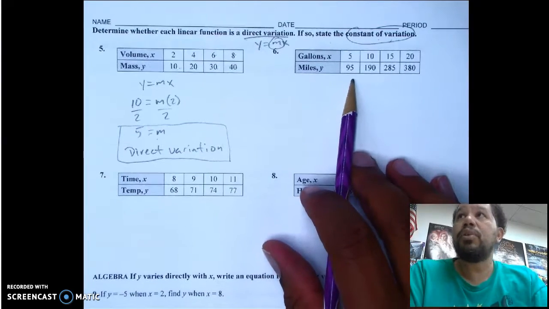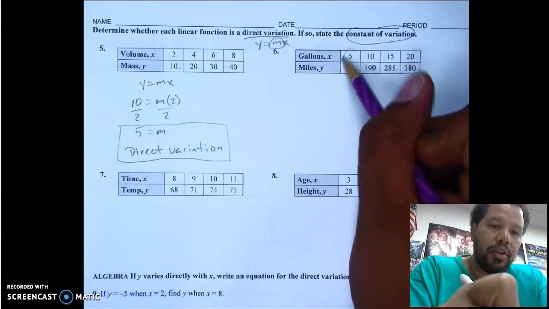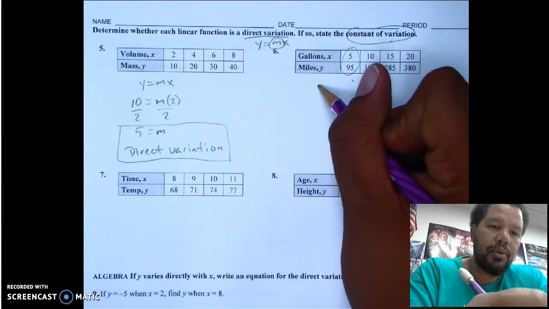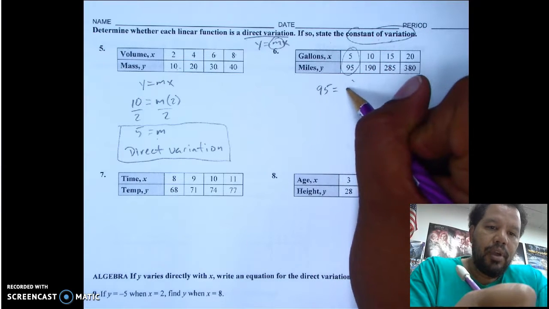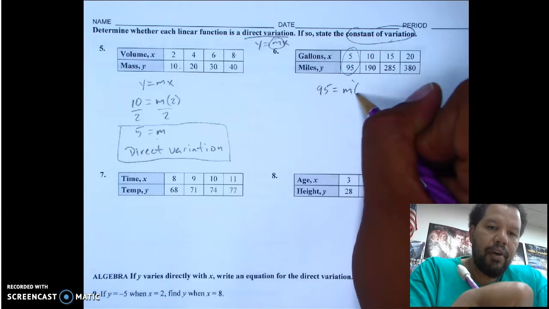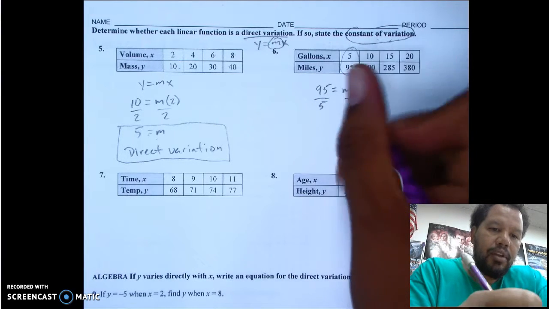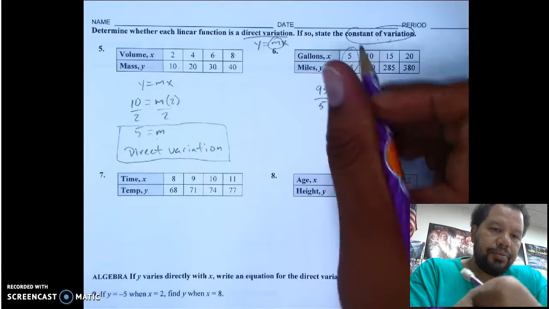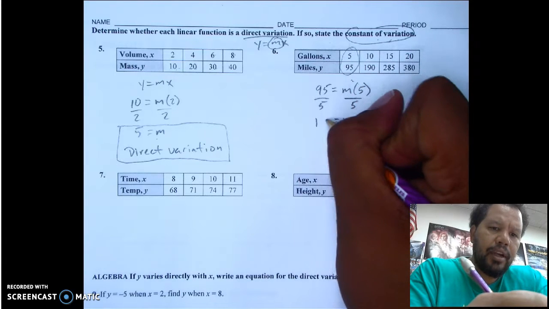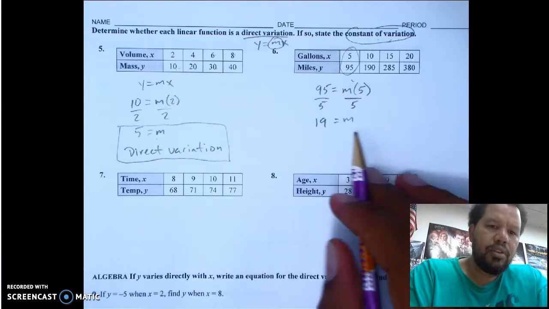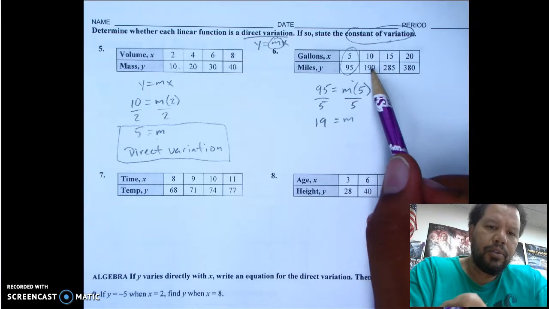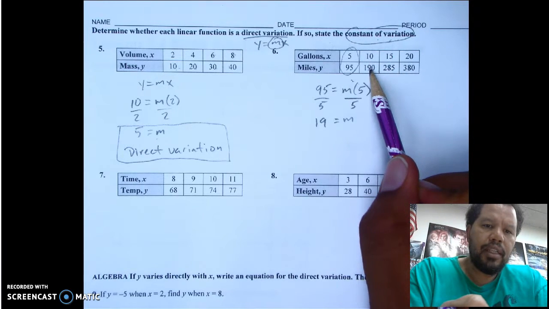Let's move over to number 6. Try the same thing. So here we want to do our division again. So we have 95, and we have our m, and we have our 5. And if I divide both sides by 5, I end up with 19 times. And so let's see. 5 goes into 95, 19 times.